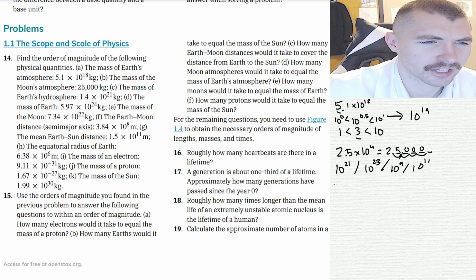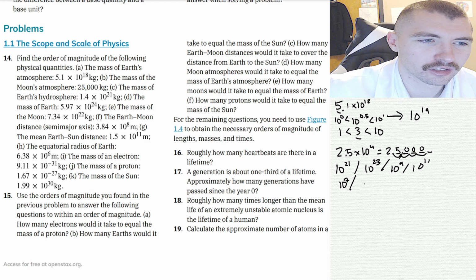What is H asking us? You know, the mass of an electron, mass of a proton, the mass of the sun, and then, okay, I see. It's formatted a little weird. Okay, equatorial radius of the Earth is 10 to the 7 meters.